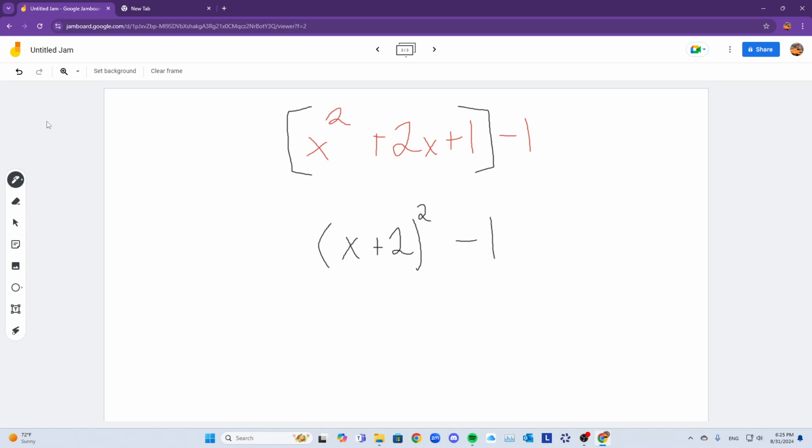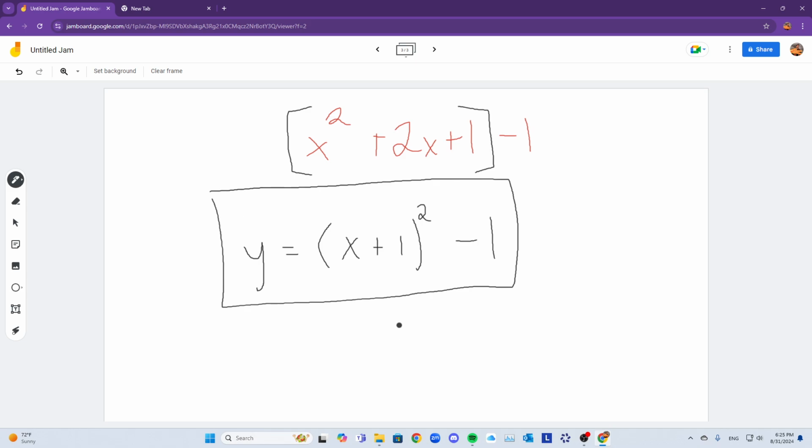So, oops, I messed up. I made a mistake right here. It should not be 2. Wrong. What it should be is half of this. Half of 2. Half of that number is 1. Okay? So this right here, once you made your equation look like this, will help you find the vertex.